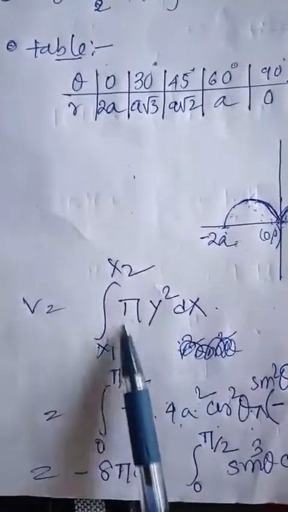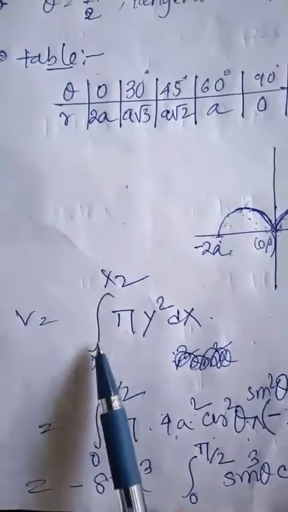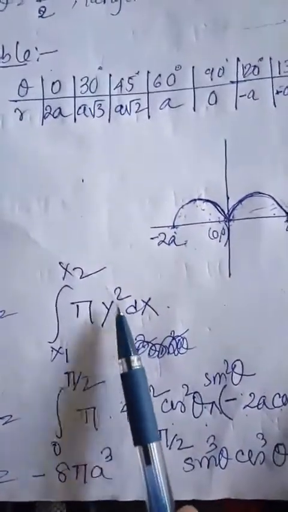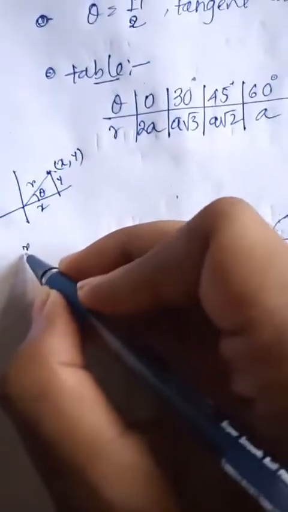Now let's get into the formula: V equals pi integral of y squared dx, from x1 to x2. This is the volume formula, but we need to transform it in terms of theta. So what is y? I made a rough calculation here, a brief for your knowledge. Let's assume this is the point (x, y). This is y, this is x, and in the polar curve this is theta and this is r. For better understanding, this is the hypotenuse and this is the base.